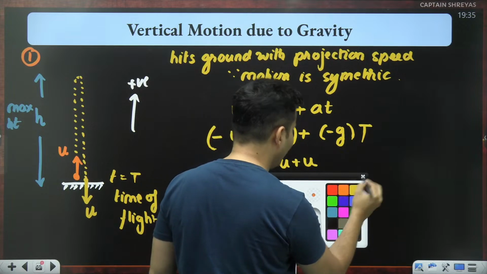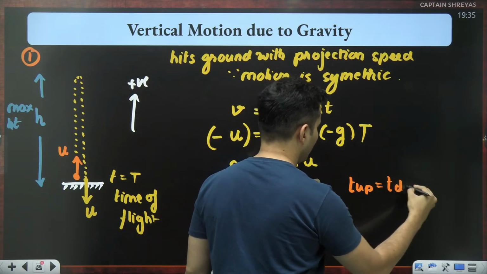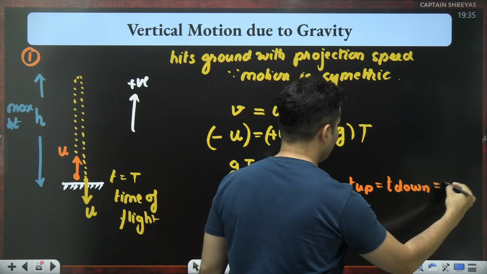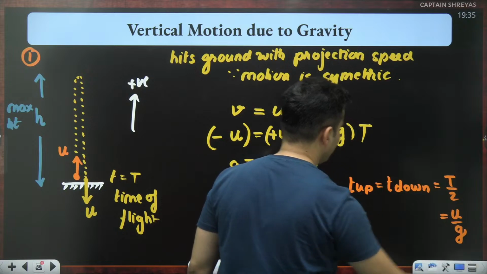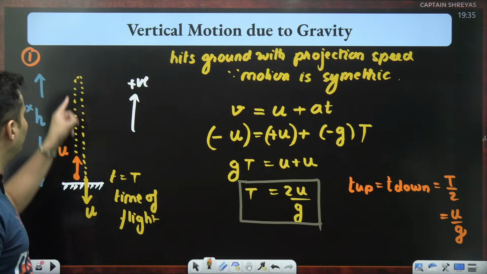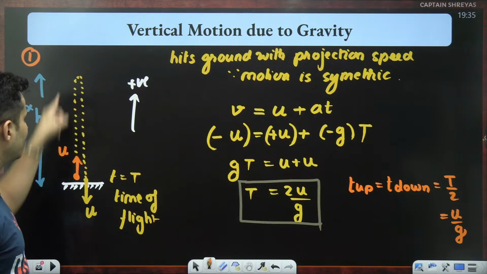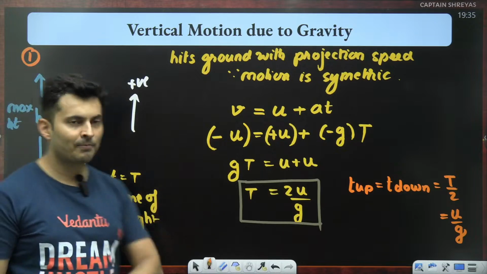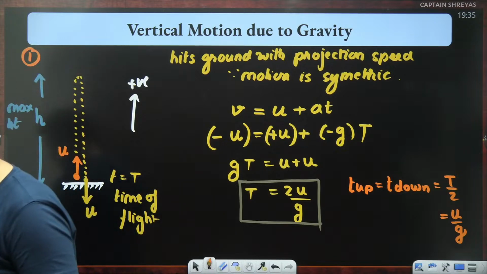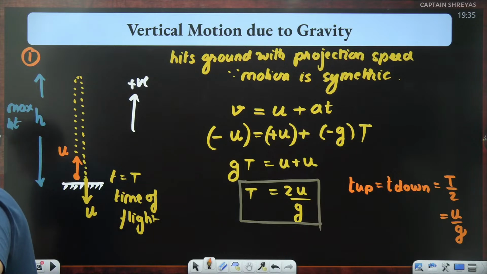Also, this tells me one more thing. The time taken to go up is also the time taken to go down, and that will be T by 2, which is just u divided by g. So just to go up, u by g. Just to go down, u by g. So u by g plus u by g, 2u by g. That's the total time to go up and down. Okay, a very nice derivation. I hope this is very, very clear.